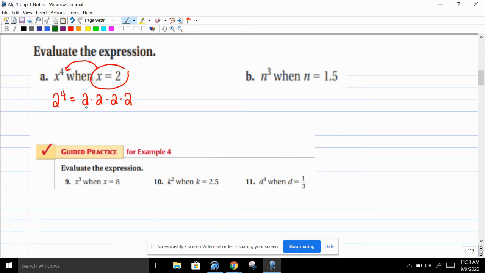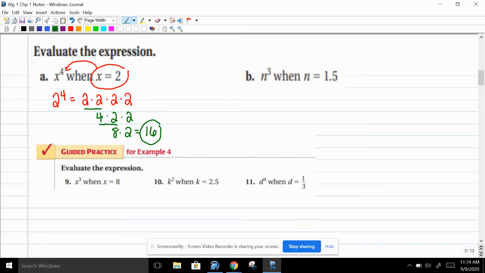All right, let's break this down. So the first 2's multiply to make a 4 times 2 times 2. This 4 times 2 makes an 8. Times that last 2 would make a 16. So when I evaluate there, I got 16 as my answer. So I got a number as an answer.